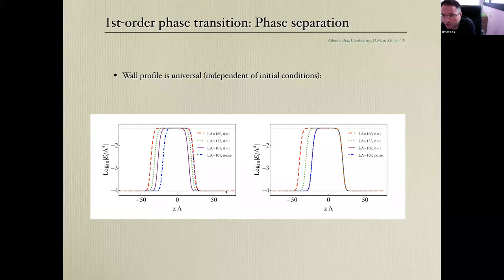But now if you take any of these curves and you shift it by a constant, as I've done here on the right, you see that all these different interfaces fall right on top of each other. Okay? This shows that the interface profile is a universal property. It's only a property of the theory. It does not depend on initial conditions or anything else.